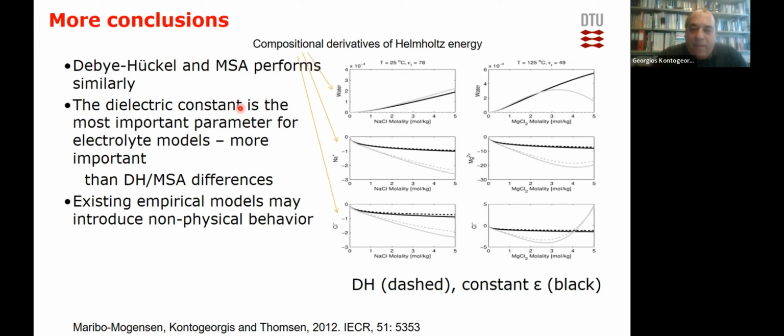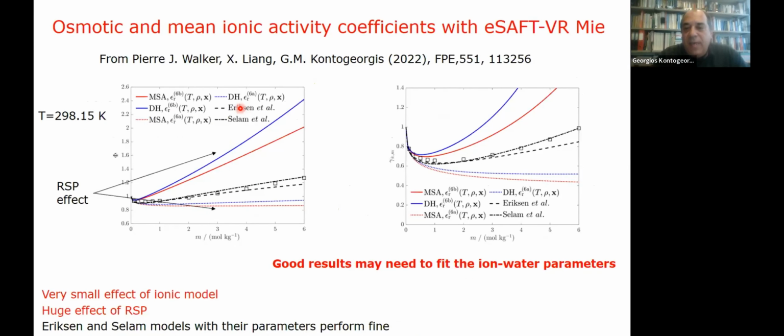We have done a parametric analysis, as you can see from this work from some years ago, but also this year, we have put both the MSA and the Debye-Hückel in the electrolyte SAFT-VRE in this publication, and you can see the results obtained in a predictive way for the activity coefficient. So the blue line is the Debye-Hückel, and the red is the MSA. This is a composition-dependent, and this is a composition-independent relative permittivity.